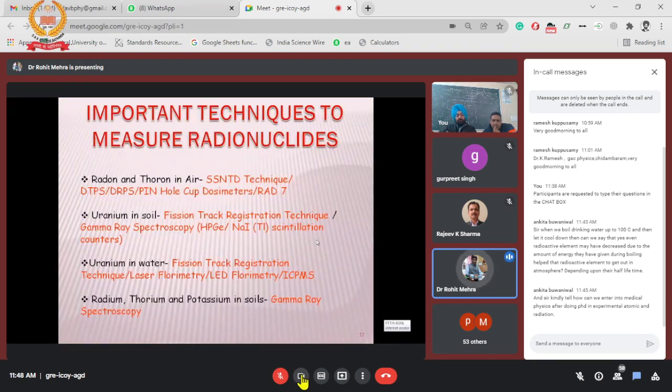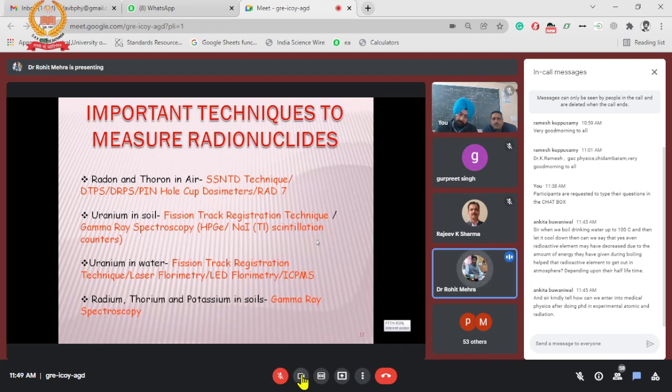Then the important techniques which you could use to measure, of course we won't go into the detail in this webinar on all the techniques, but you could always note down that for radon and thorium in air you could use SSNTD, that is solid state nuclear track detectors, where you could use pin-hole cup dosimeters. Then one sensor is DTPS, that is direct thorium progeny sensor. Progeny means daughter product. Another is DRPS, the direct radon progeny sensors, and another is RAD7. We all have these detectors in our lab.